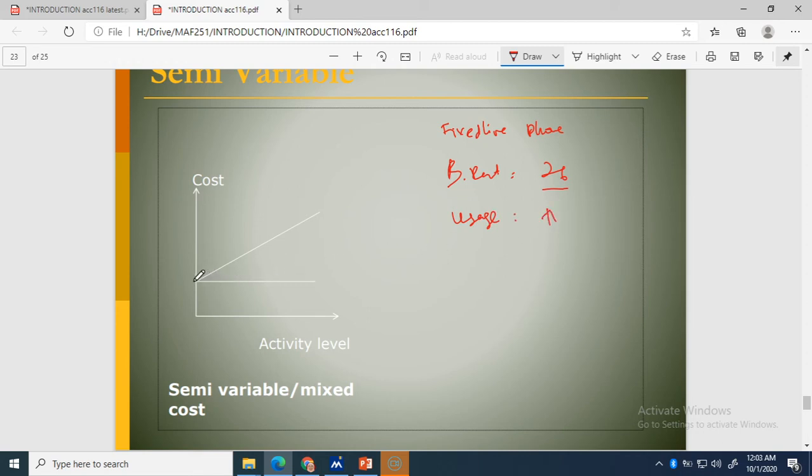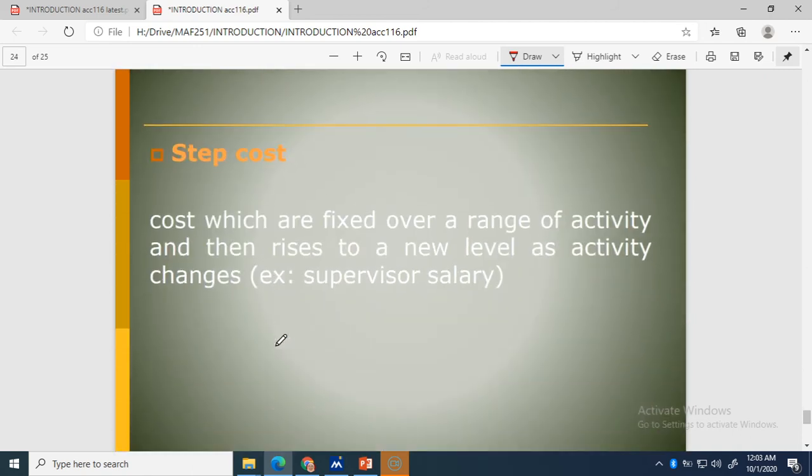So if you do not use anything, you still have to pay, for example here, 26 ringgit for the rental of the line. When you start using, the usage keeps increasing. So this semi-variable cost consists of variable cost and fixed cost here. This is semi-variable cost, or we call it semi-fixed cost. Now we refer to the next one, step cost, number 4.